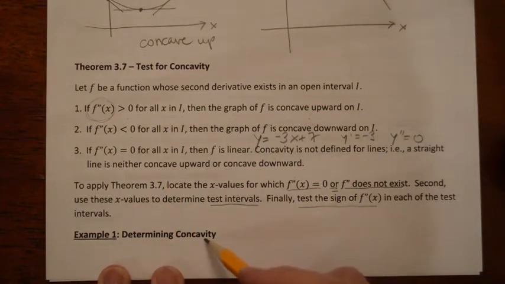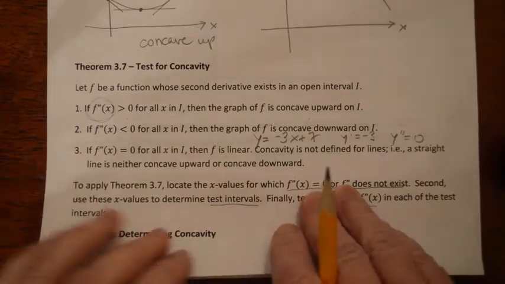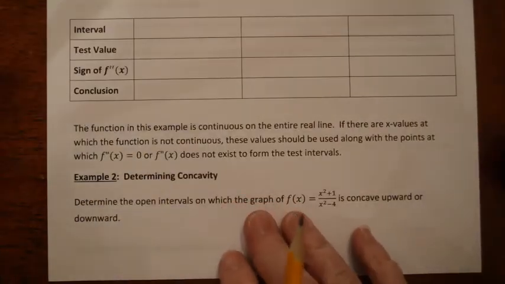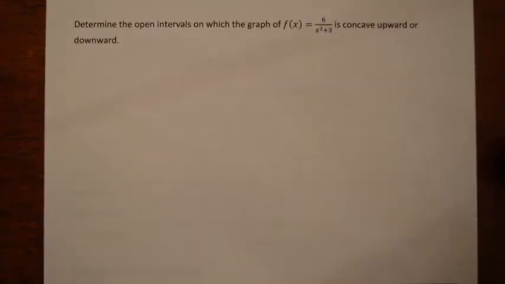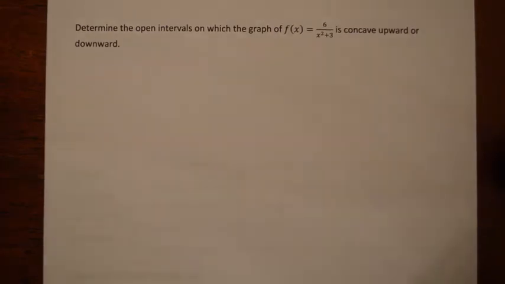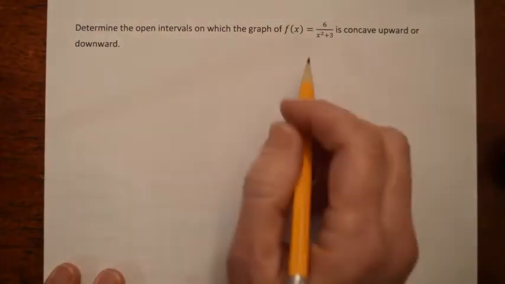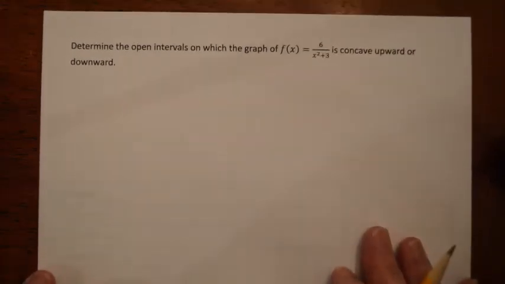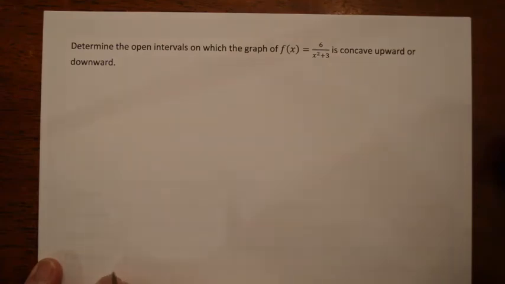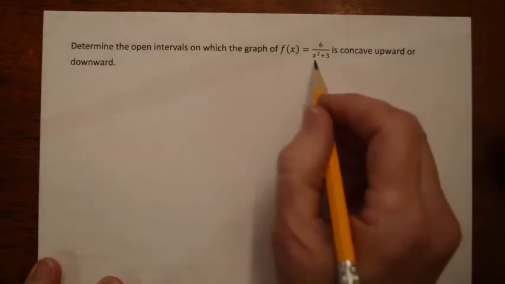All right, so in example 1, we're going to determine the concavity of a function. I'm going to scooch this out of the way here, and we will go to this example. All right, so determine the open intervals on which the graph of 6 over x squared plus 3 is concave up or concave down. All right, so Theorem 3.7 says that the first thing we need to do is make sure that this function is continuous on a particular interval that we're going to work with. So if we look at this and we try to determine the continuity of it, actually the differentiability of it, so let's take a look at that.